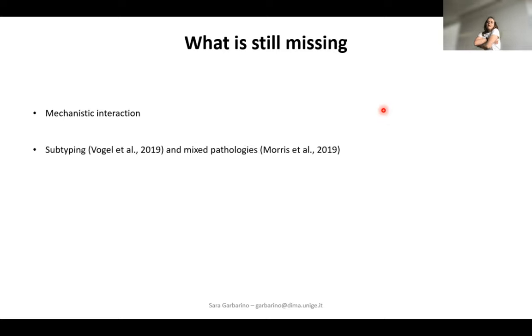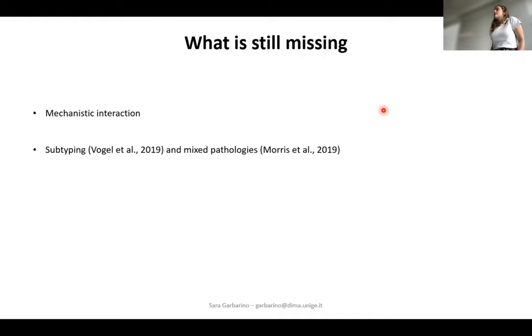And then subtyping and mixed pathologies, two topics we heard about earlier. Subtyping has been a very interesting topic in the past years, and many papers came out about it. Amongst them, one paper from Vogel and colleagues used SuStaIn to identify different subtypes of tau pathology. Then they used the epidemic spreading model a posteriori on these SuStaIn-identified subtypes, which is very interesting work. I believe, though, that it could also be interesting to have mechanistically informed subtypes, and not a mechanistic model applied a posteriori on top of a subtyping model.